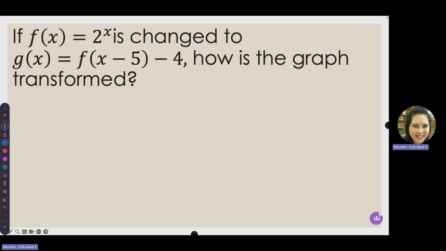So we have if f of x equals 2 to the x is changed to g of x equals f of x minus 5 minus 4. How's the graph transformed? So this is again another a equals, in this case, a equals 1 because nothing changed on that. H equals positive 5 because h is opposite of what we see. K equals negative 4. So this means it went right 5 and down 4. And I just realized I should have made one of those at least a plus sign to make me go up, but that is all we have on 19.